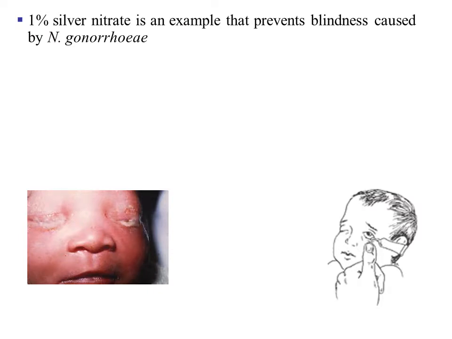One example of a heavy metal that can be used is 1% silver nitrate. This solution can prevent blindness in infants because it will be placed in the eye of newborns and it will destroy Neisseria gonorrhoeae.